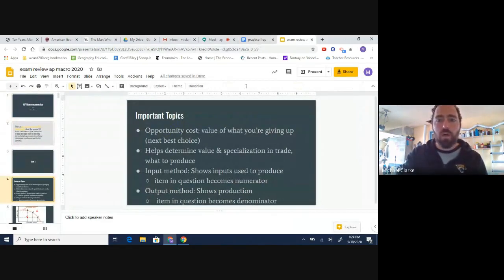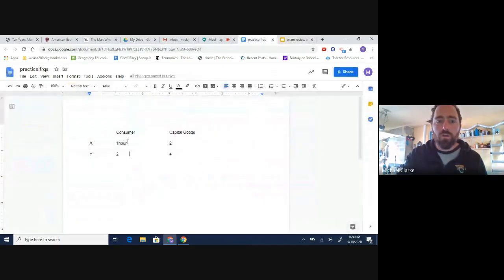So the item in question becomes the numerator. So if you wanted to find the opportunity cost of consumer goods for country X, 1 divided by 2 is 1/2. Here, 2 divided by 1, 2. For here, again, the item in question, this bad boy right here, becomes the numerator. So 2 over 4 is 1/2.